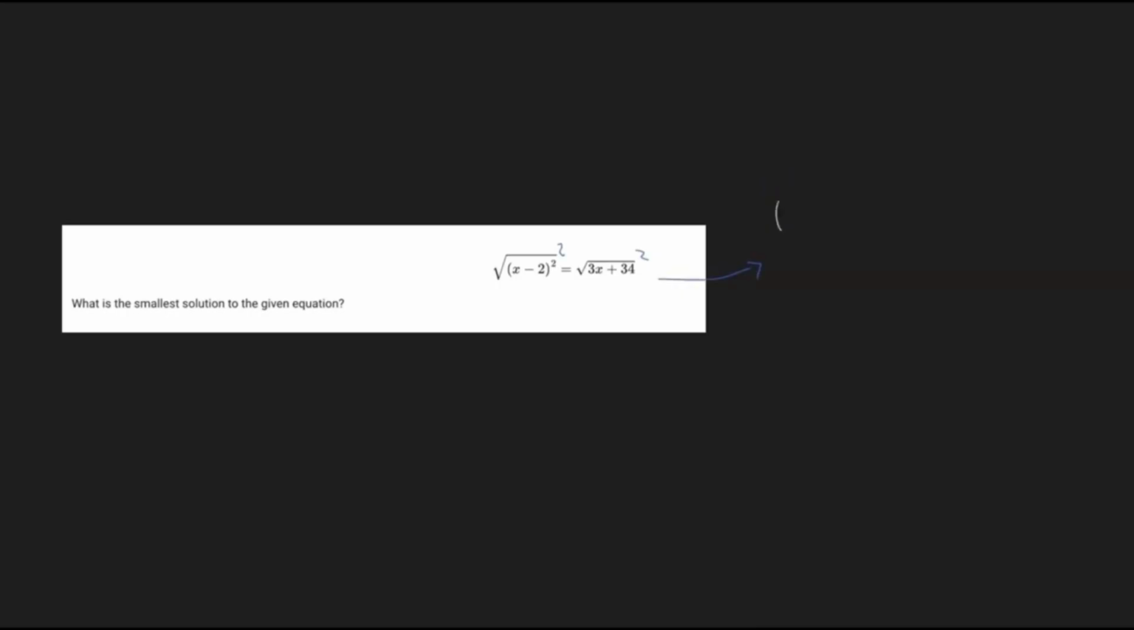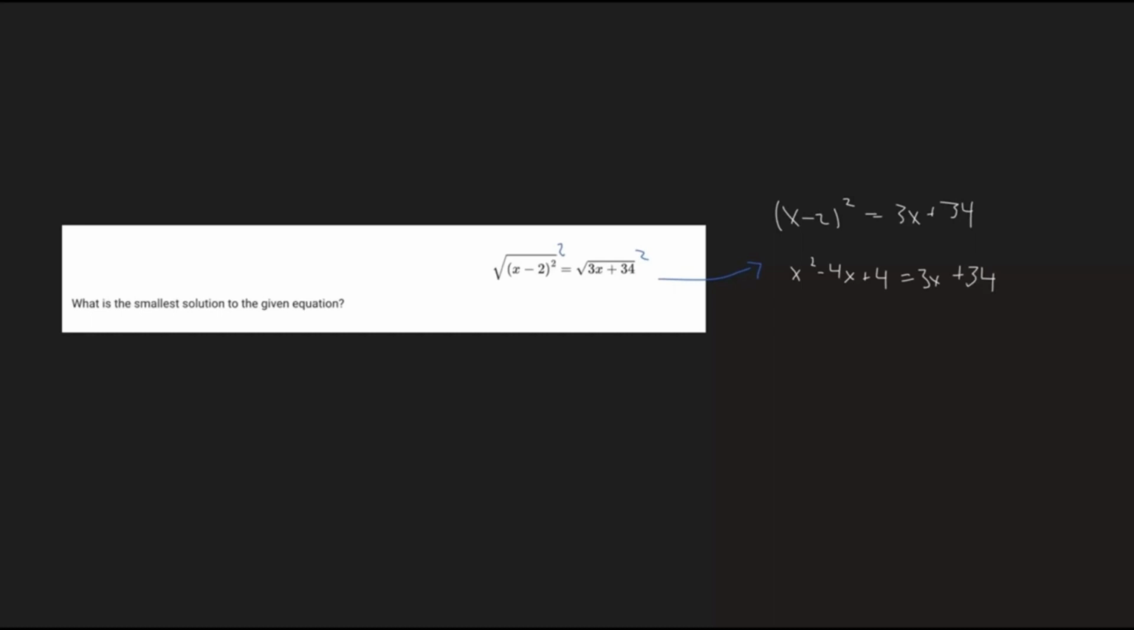I won't write this in white. So we have x minus 2, squared, equals 3x plus 34. And so now we know that x minus 2 squared can be rewritten as x squared minus 4x plus 4. And we can set this equivalent to 3x plus 34. And so now we just want to get everything on one side, right? Because then it's going to become a quadratic equation, in which then we can just factor and solve for the zeros.